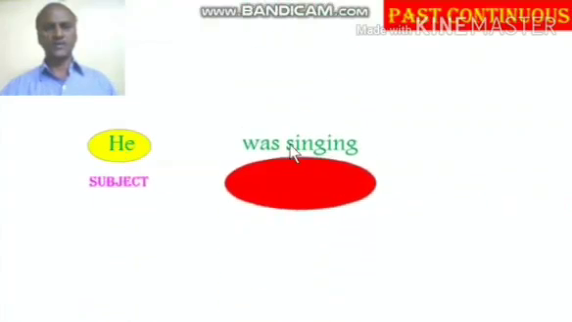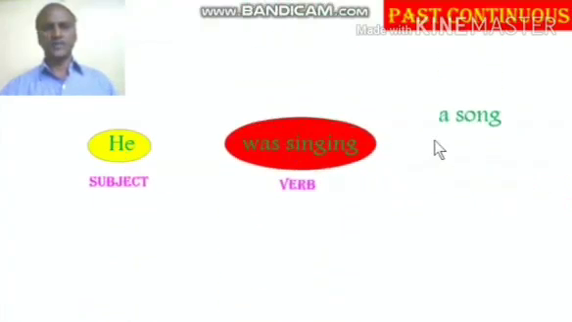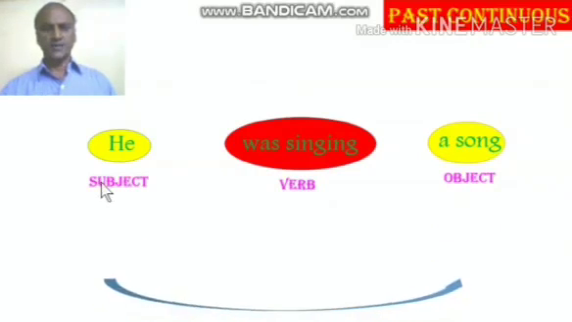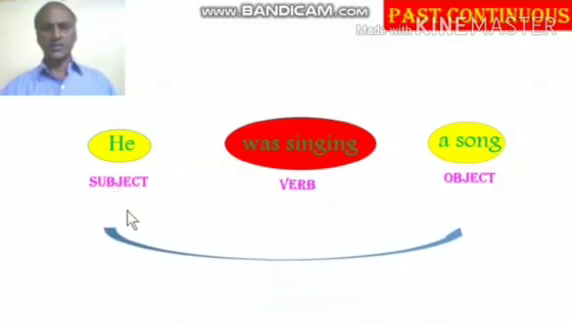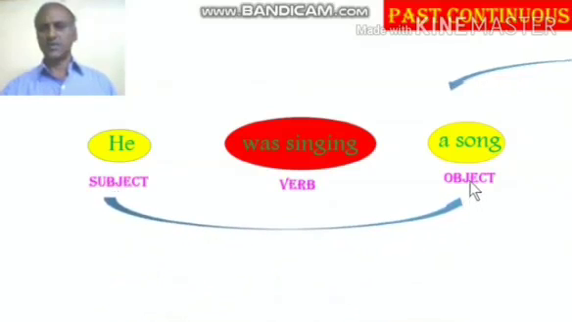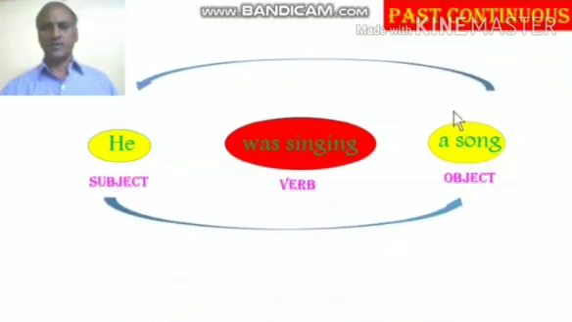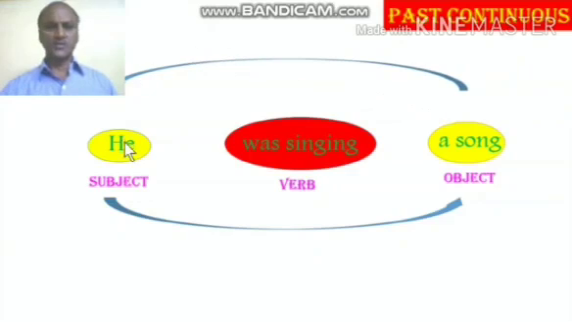Another example for past continuous. He (subject) was singing (verb) a song (object). So again, the first step is to find the subject, verb and object. Then the second step is to reverse the positions of subject into object, object into subject. That is the second step we have to follow.